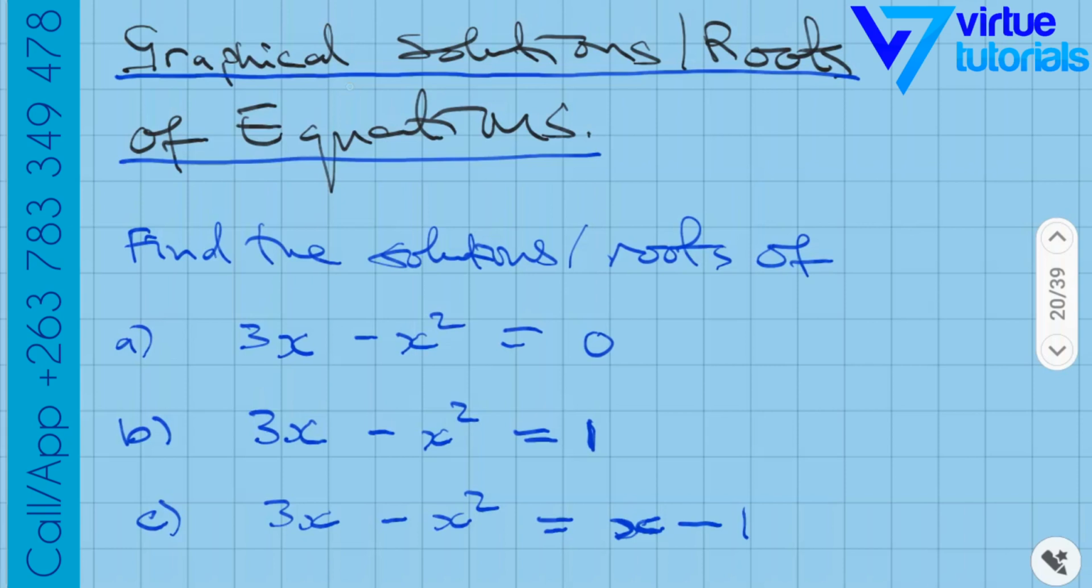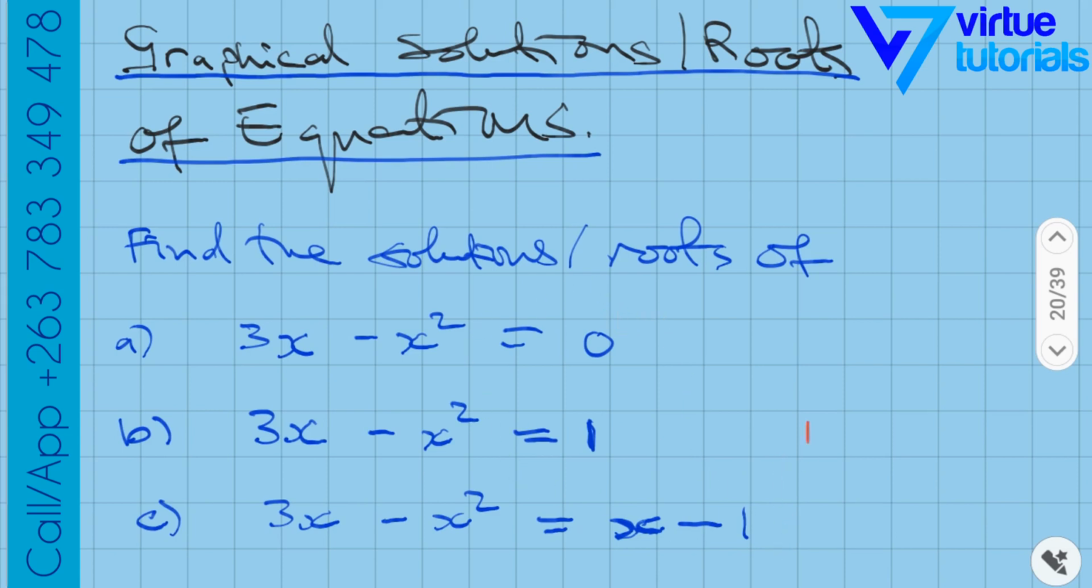Graphical solutions of equations, or roots of equations, right? Below here we've got three equations: 3x minus x squared is equal to 0, 3x minus x squared is equal to 1, and 3x minus x squared is equal to x minus 1.